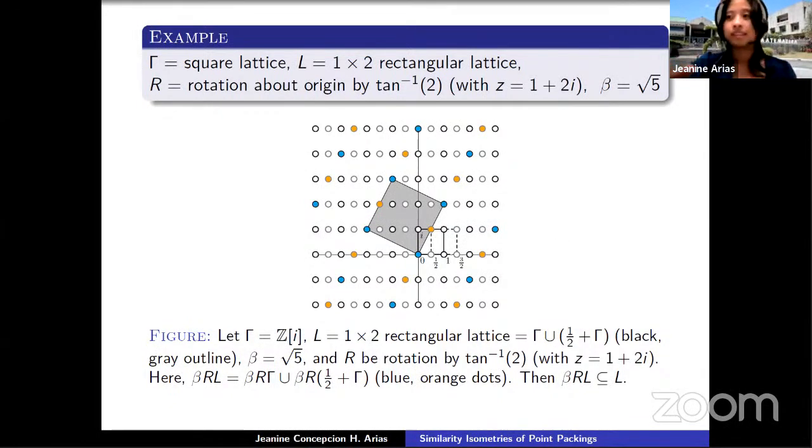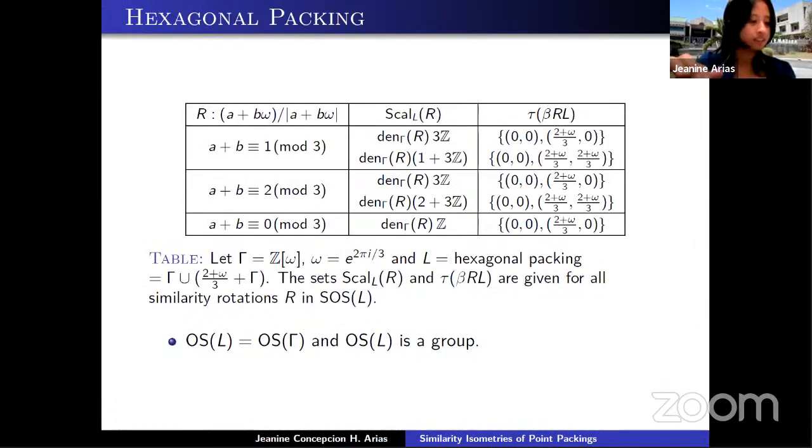So next here is the table of results for the hexagonal packing. This table is for the similarity rotations. A similar table may be computed for the similarity reflections. And again, just as expected from the general result, the tables confirm that OS of L is equal to OS of gamma, and OS of L is a group.